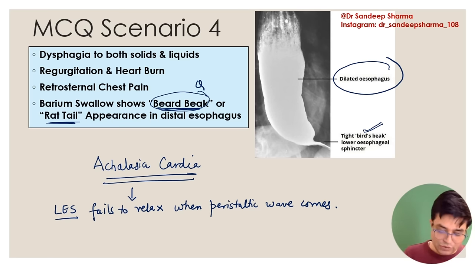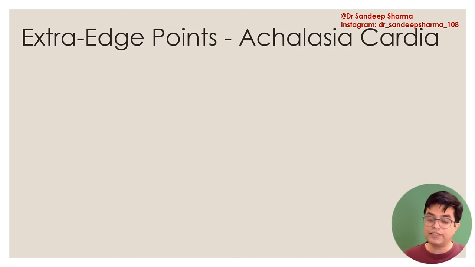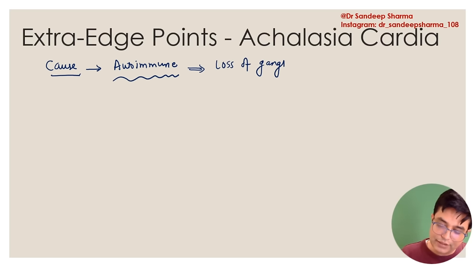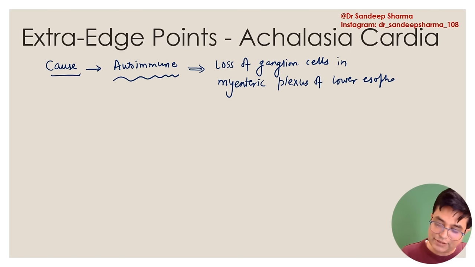as liquids. Now, there are a few important points about achalasia cardia which are asked in the exam, so we need to remember. What is the cause of achalasia cardia? Cause is unknown in the majority of patients. However, an autoimmune cause has been proposed, which is often triggered by a herpes virus infection or a similar non-specific viral infection. And due to this autoimmune cause, there is loss of ganglion cells in the myenteric plexus of the lower esophagus. And because these ganglion cells are absent, the peristaltic wave will come but the sphincter will not relax in response to it.